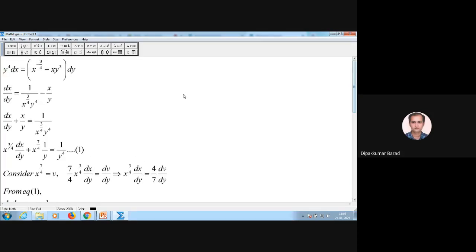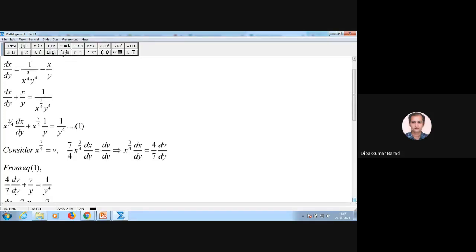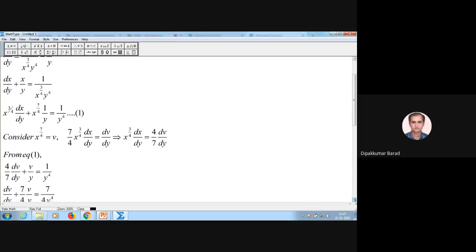So first of all, we have to rewrite the equation in terms of dx by dy plus x by y is equal to 1 upon x raised to 3 by 4, y raised to 4. Then multiply the whole equation by x raised to 3 by 4. And then here we get x raised to 7 by 4, 1 by y is equal to 1 upon y raised to 4. Now we have considered x raised to 7 by 4 as v. And then we get x raised to 3 by 4 dx by dy is equal to 4 by 7 dv by dy. Then we have put this value in equation 1 and we get 4 by 7 dv by dy plus v by y is equal to 1 upon y raised to 4.